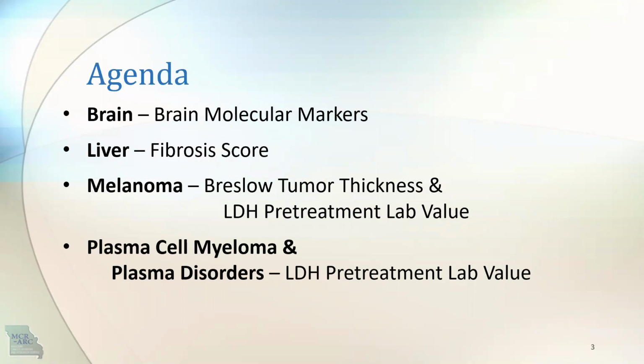Our agenda for today will be to understand how to code the following SSDIs required by the Missouri Cancer Registry. For brain, we need to code brain molecular markers; for liver, fibrosis score. For melanoma, we need to record the Breslow tumor thickness and the LDH Pretreatment Lab Value. For plasma cell myeloma and plasma cell disorders, we record the LDH Pretreatment Lab Value.